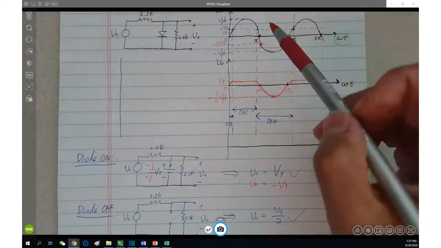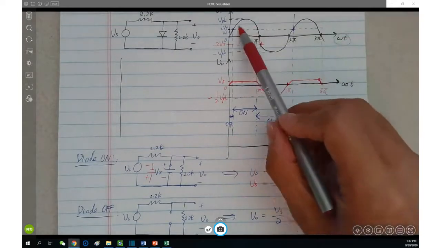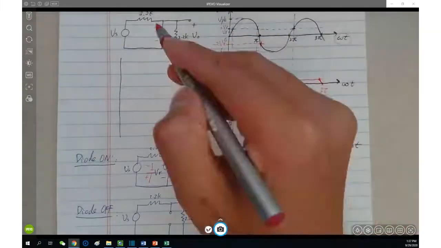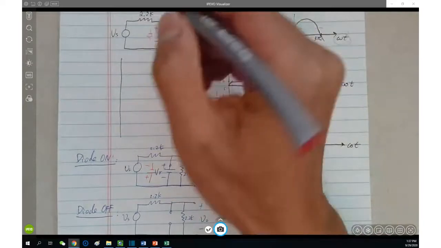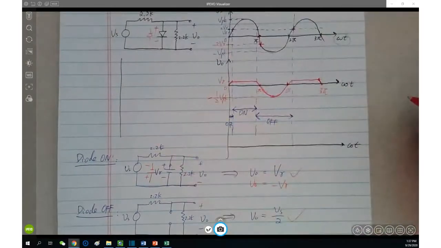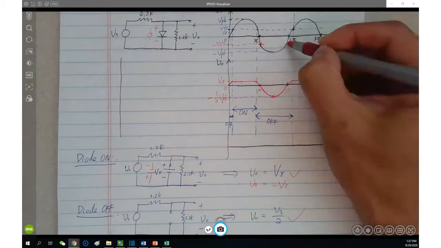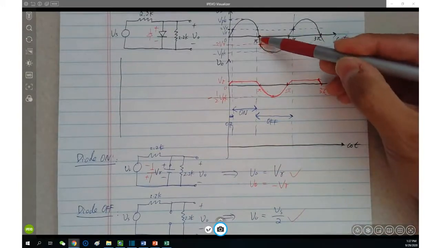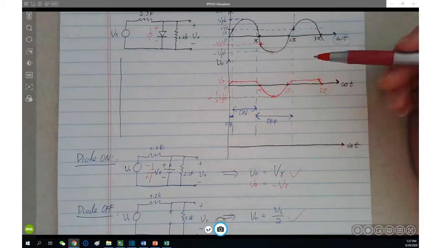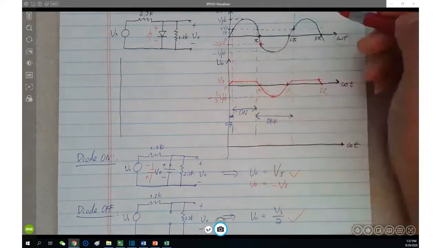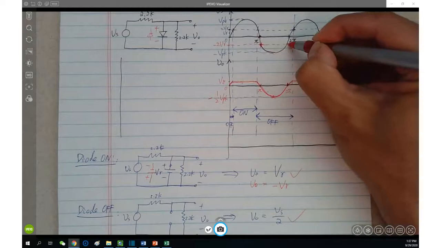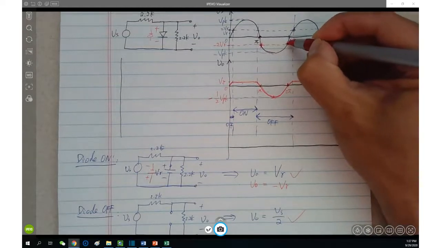It couldn't be the positive cycle anymore. In the positive half cycle, the voltage is applied like this, and since your diode is flipped this way, there's no way for it to turn on. It has to be the negative half cycle, and it still needs to overcome that 2V gamma. Therefore, it's over here. Negative 2V gamma, further intersecting with VS at here.